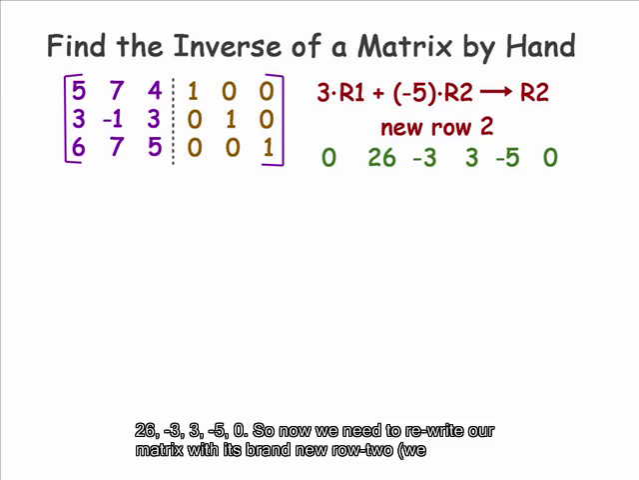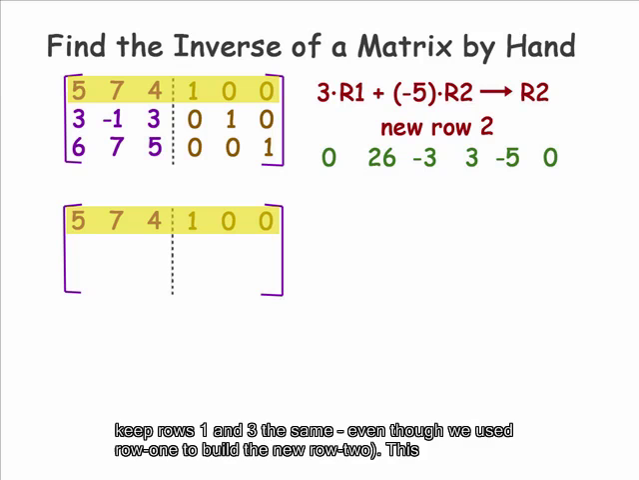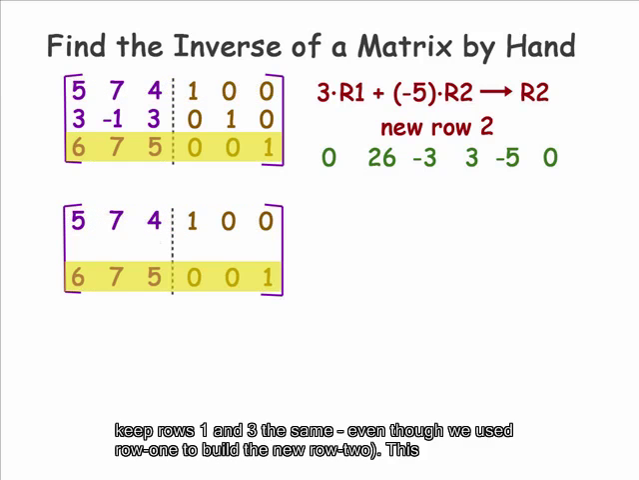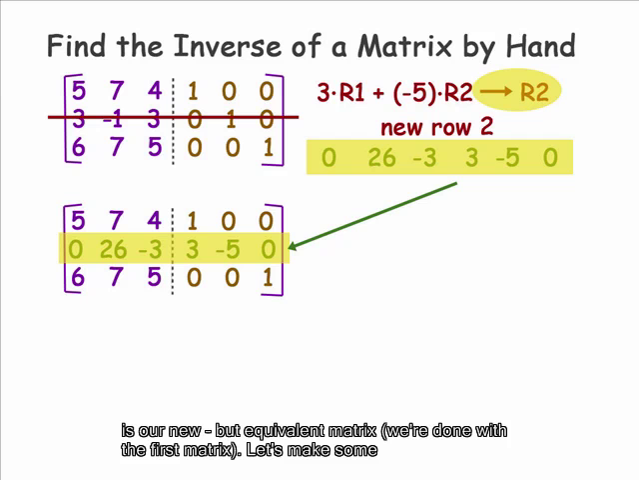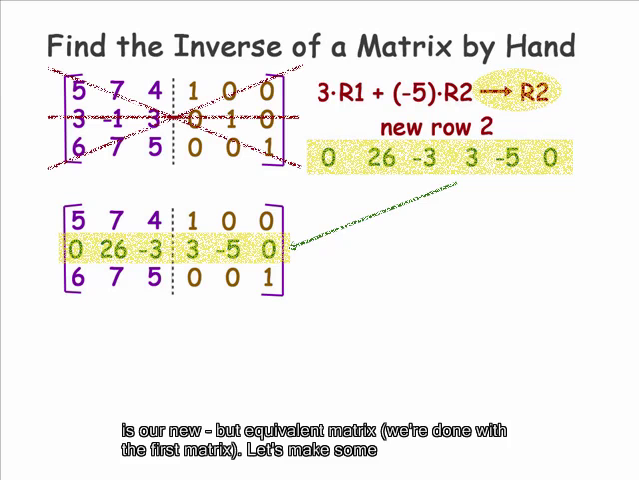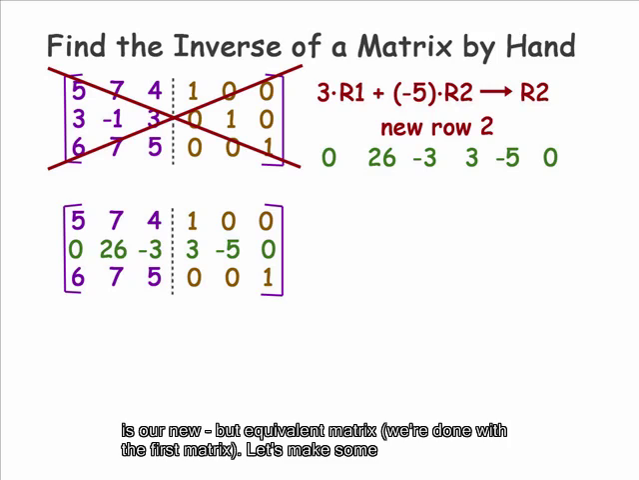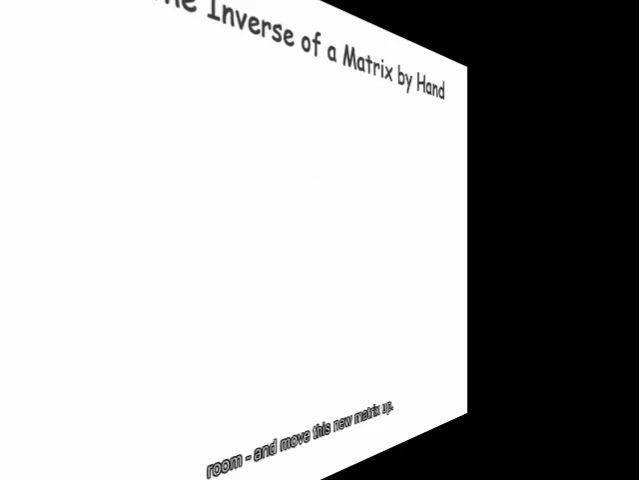So now we need to rewrite our matrix with its brand new row 2. We keep rows 1 and 3 the same, even though we used row 1 to build the new row 2. This is our new but equivalent matrix. We're done with the first matrix. Let's make some room and move this new matrix up.